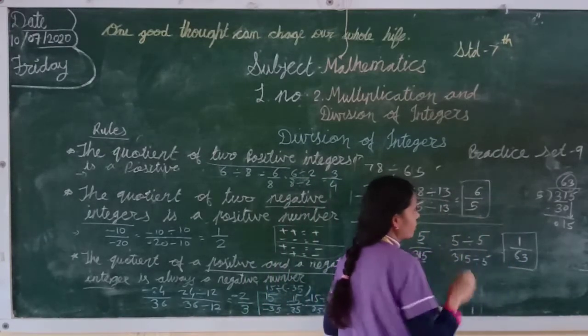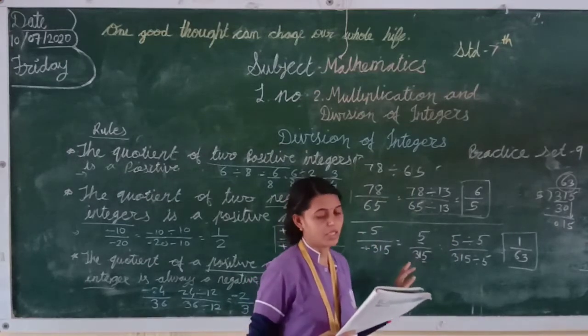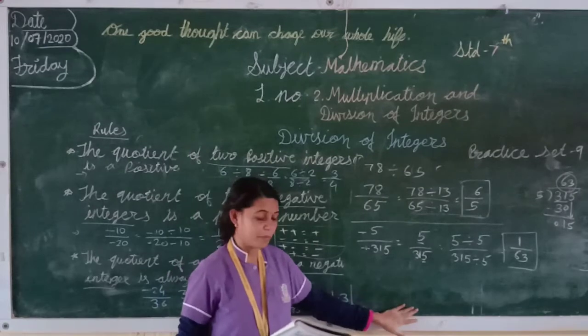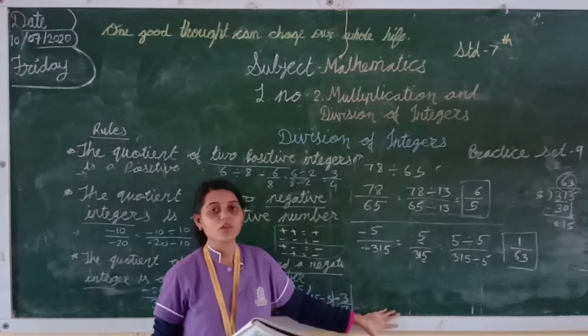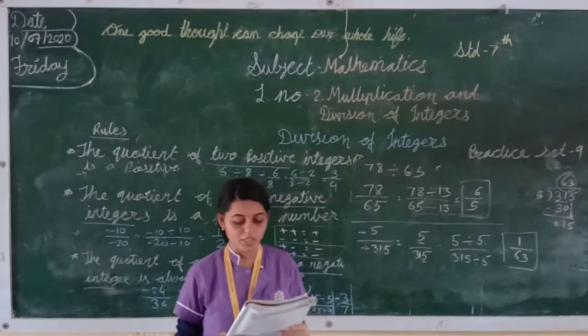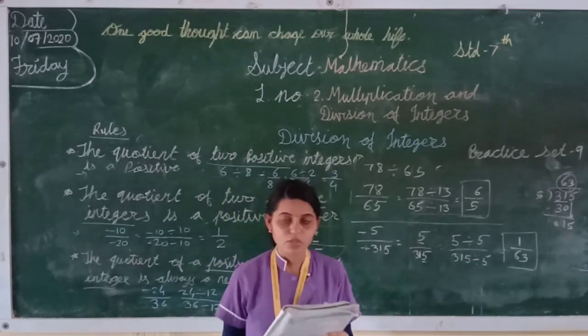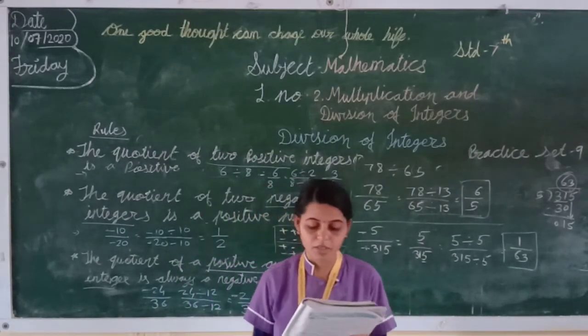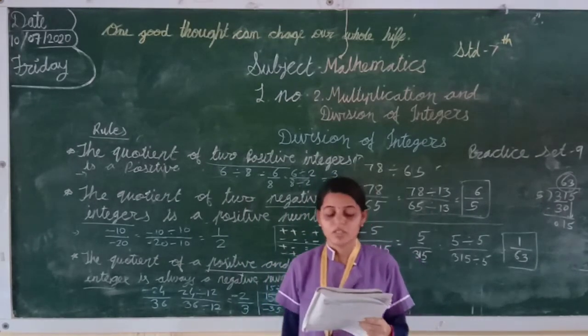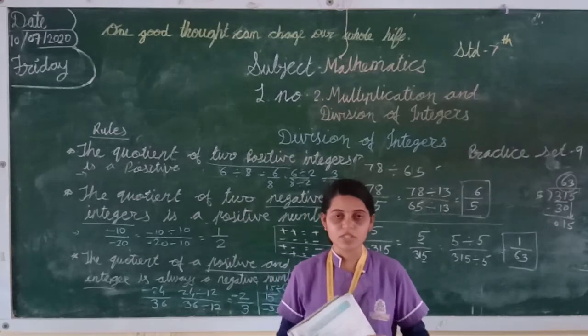I hope students you understood this practice set 9 and you will try to solve it yourself. See properly and make your own questions yourself and solve practice set 9. And students, do the practice of multiplication and division of integers. I hope students you understood this one. Thank you.